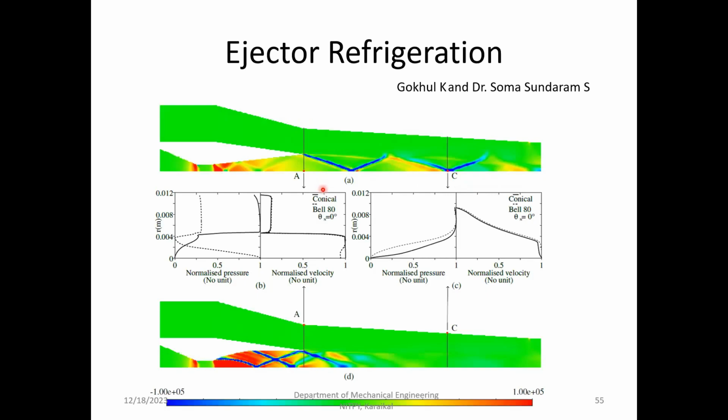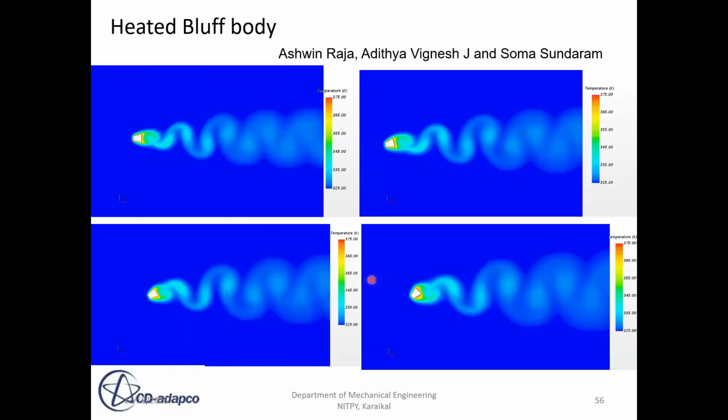It's an ejector refrigeration problem done by another research scholar. So this is going to be a variation of shocks. The location of shocks can be seen. How to interpret it: supersonic flow is coming here and subsonic flow is coming here. How are they going to mix? There's going to be a shear layer being developed. Those kinds of things we can obtain in CFD.